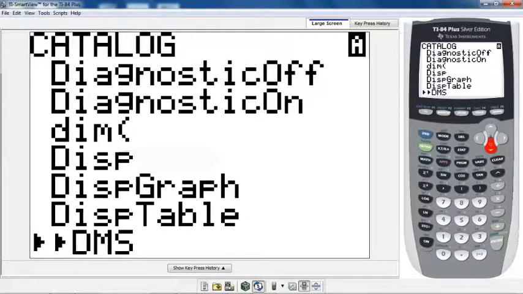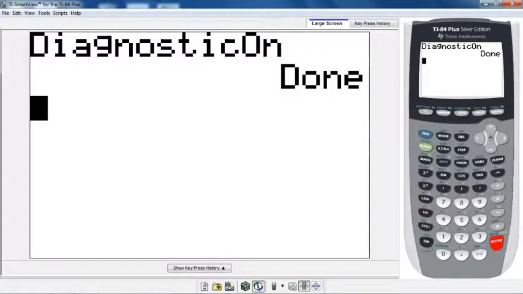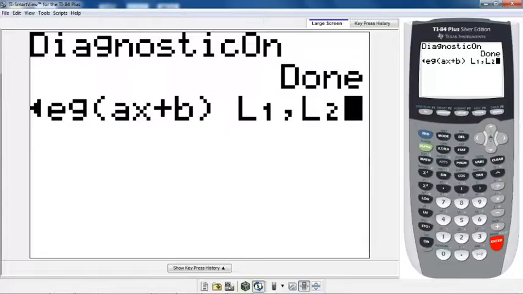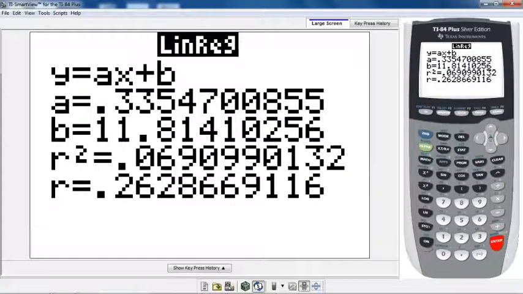Oh, there it is. Diagnostic on, enter, and now when you do this again, so when you go stat calc lin reg, notice it spits out the R value. So we don't want R squared for now. We don't know anything about that yet. We want R. R is 0.2628, that number there. So we'll just keep 2 decimal places, so R is 0.26.